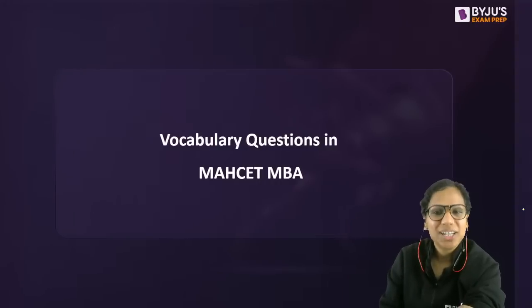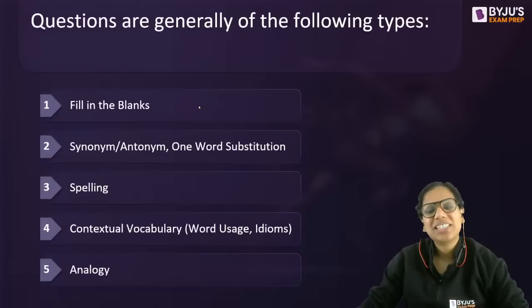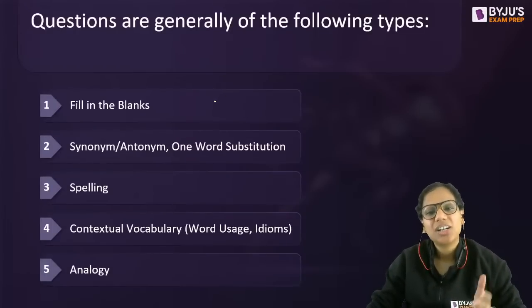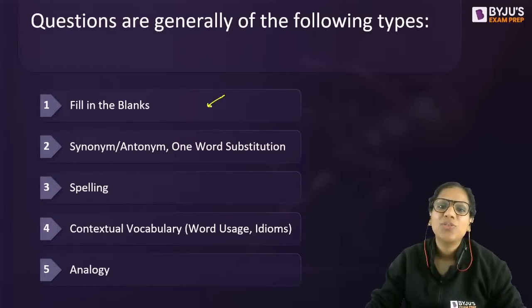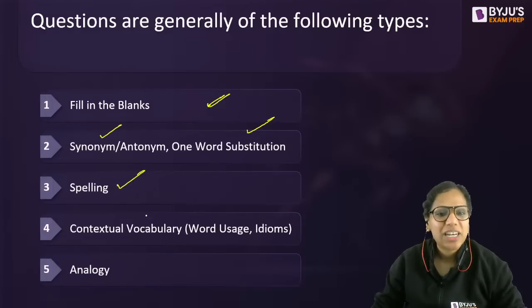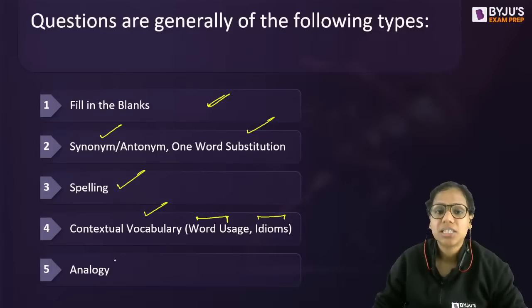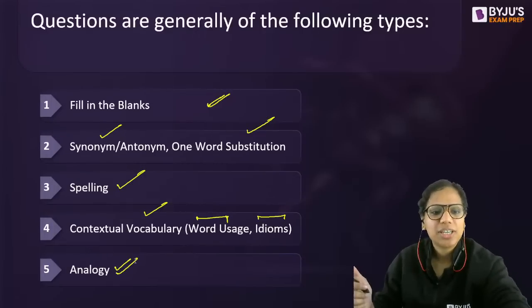So, the kind of vocabulary questions that are asked in MAH CET, which we have covered in our 100 Most Expected series also: fill in the blanks, synonym, antonym, one-word substitution, spelling, contextual vocab, where word usage has been asked, idioms, a phrasal verb was asked last year, and analogy questions. So, these are some usual question types.